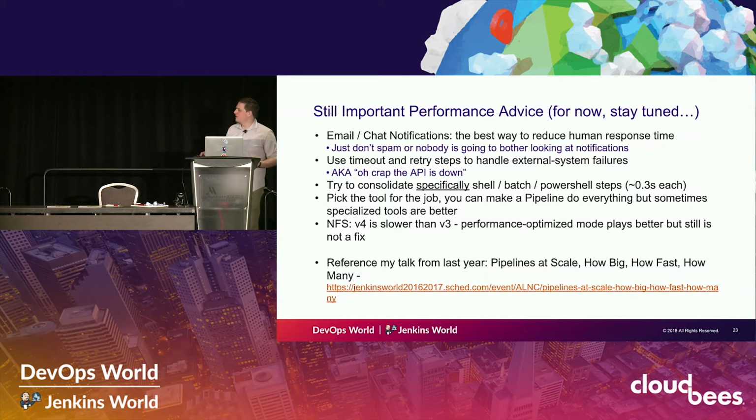Specialize a bit. Also, I'll mention this because I do still see a lot of people using NFS for sort of shared storage across different systems. NFS v4 is much slower than v3, and that's especially important for how it interacts with Jenkins. The performance optimized mode I showed earlier does make that better, but I would still recommend using NFS v3 if you can, especially if you're running a high-scale master.